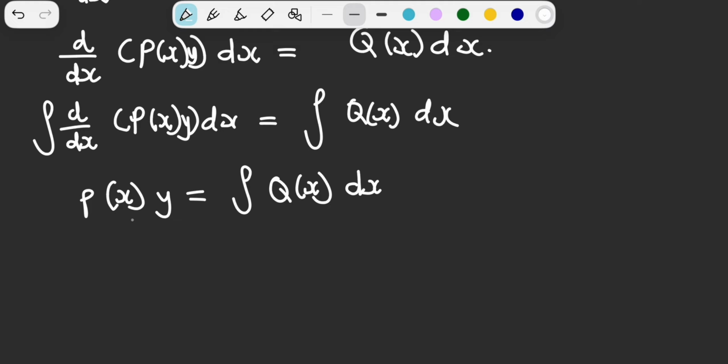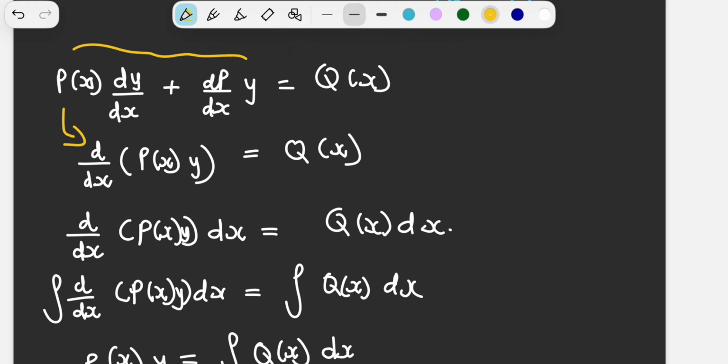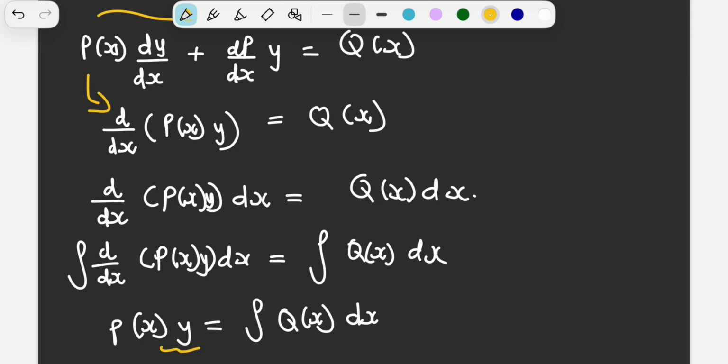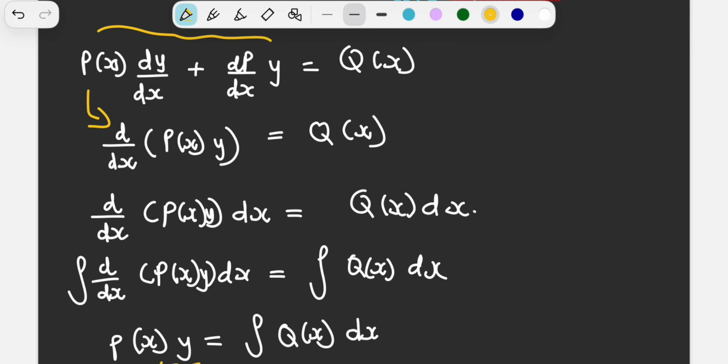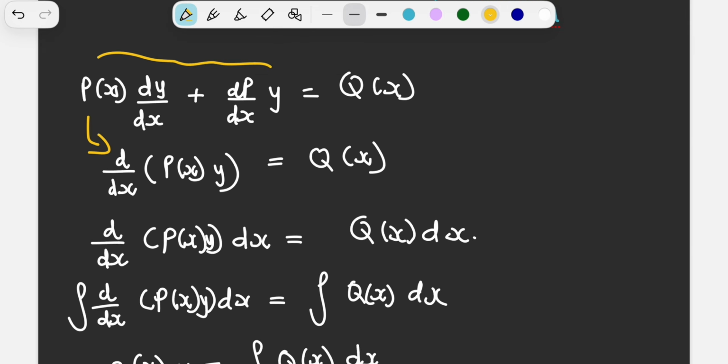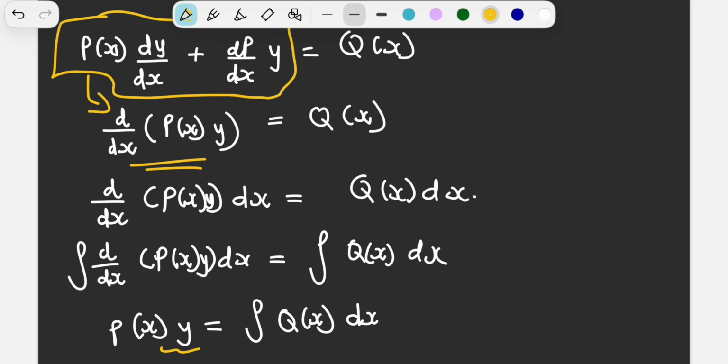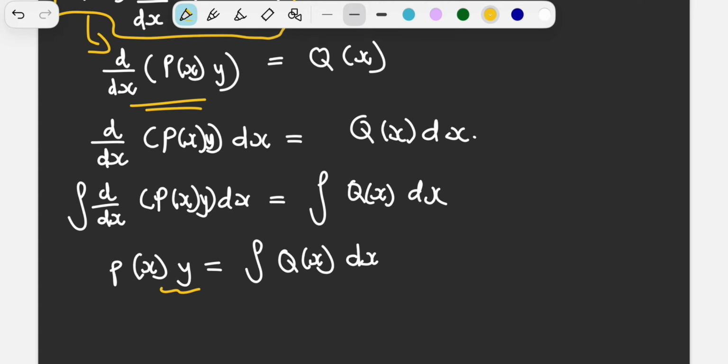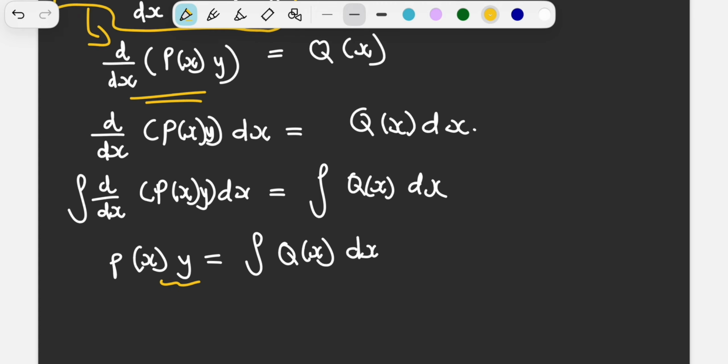Now you can easily see that I can then find the value of y. So this is just a way in which you can solve an ODE. If you see that your ODE is in this form, you can make this next logical step and integrate on both sides, and then you're able to utilize this fact and obtain the value of y.